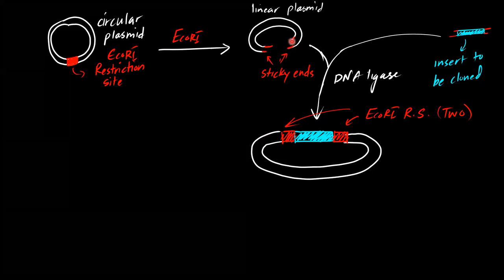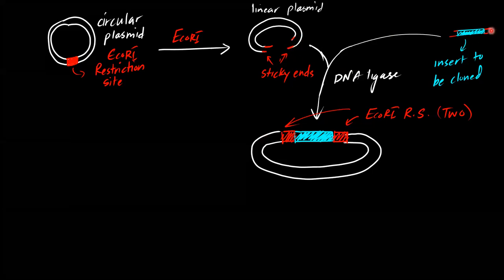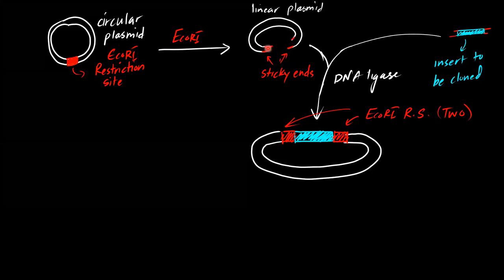Why? Because here we have sticky ends. These sticky ends will form this restriction site. Sticky ends with these sticky ends will form a restriction site. Now, this is the recombinant plasmid we have been talking about.